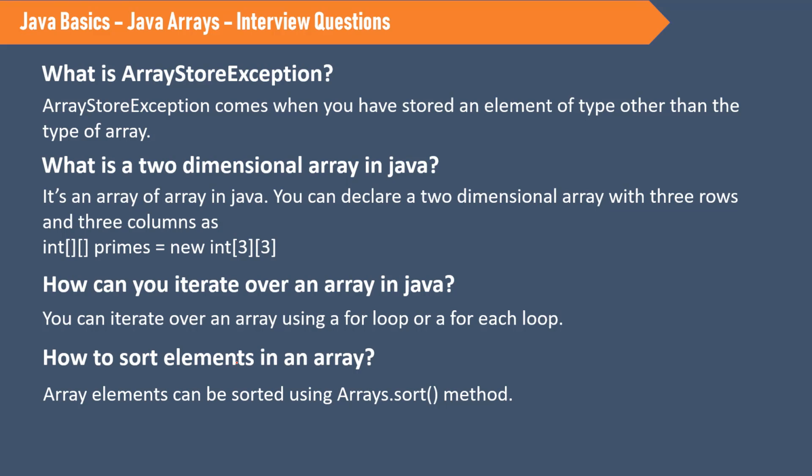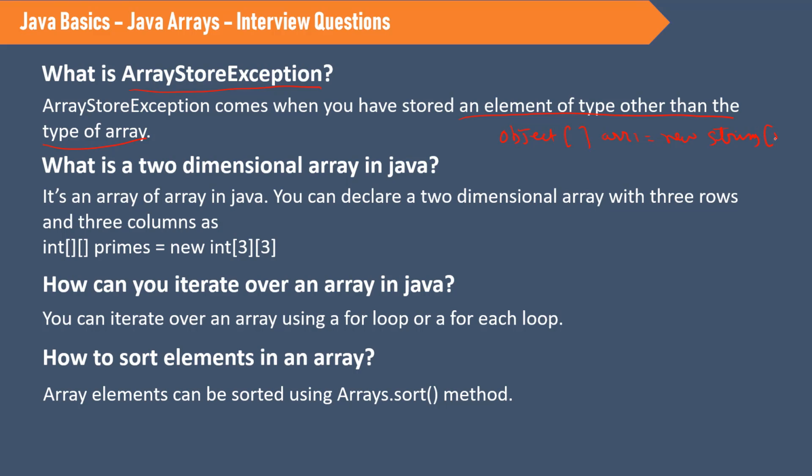Next one is, what is array store exception? We have already seen an example for this one in the previous videos. Array store exception comes when you have stored an element of type other than the type of the array. That means I have created an array of objects. So Object arr1 equals, I'll say I am storing a string object.